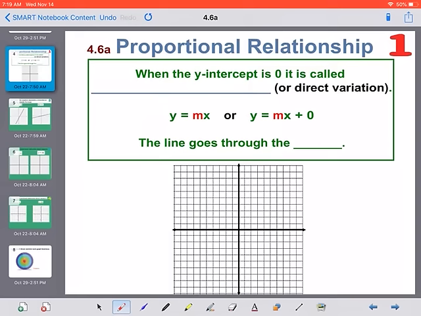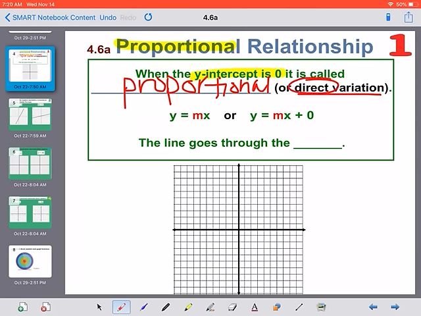Hello, today we are doing lesson 4.6a, which is proportional relationships. Well, what does this word proportional really mean? It means when the y-intercept is 0, it is called proportional. We also refer to this as direct variation because this line is going to go directly through the origin.